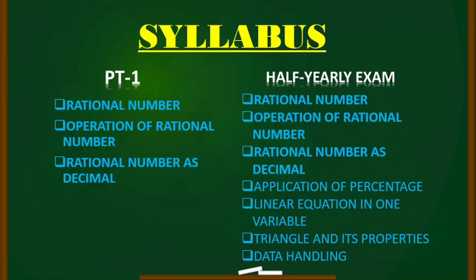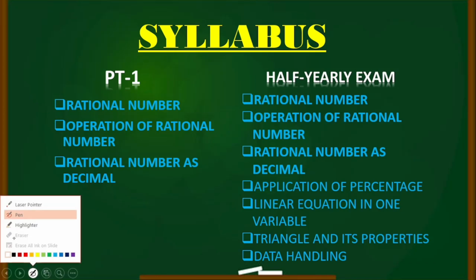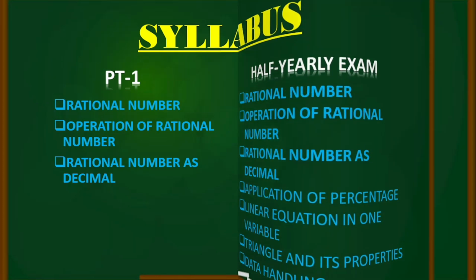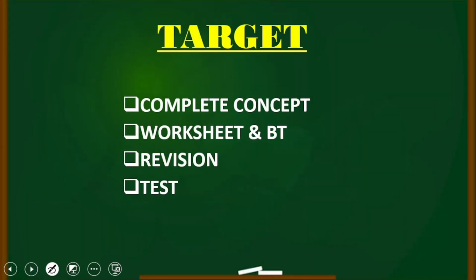So before we start, first we discuss the syllabus. The first chapter in periodic test 1 is rational numbers. And the second is operations on rational numbers. Third is rational numbers as decimals. Understand? So now start the session. First, our aim is to complete the concepts, then we solve the worksheet and the brain teasers, then revise, then conduct a test.